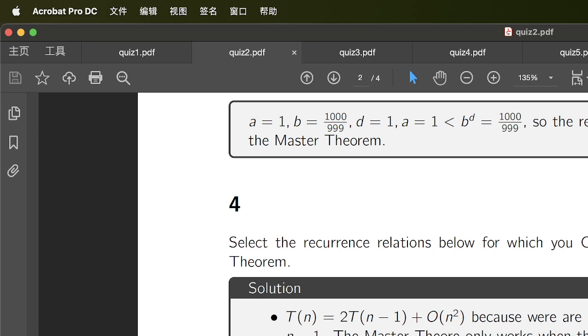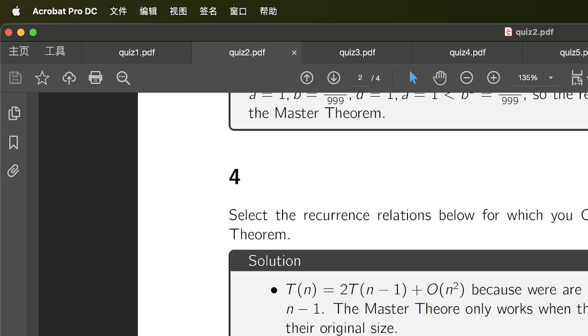And for the last one, look at those two parts. The first part is T of n over 5, and the second part is T of 7n over 10. For this case, we don't split the original problem into subproblems of equal size, right? They are different sizes, so we cannot use it. So for anything that looks weird, where you cannot figure out what a, b, and d are, then probably we just cannot use the master theorem.